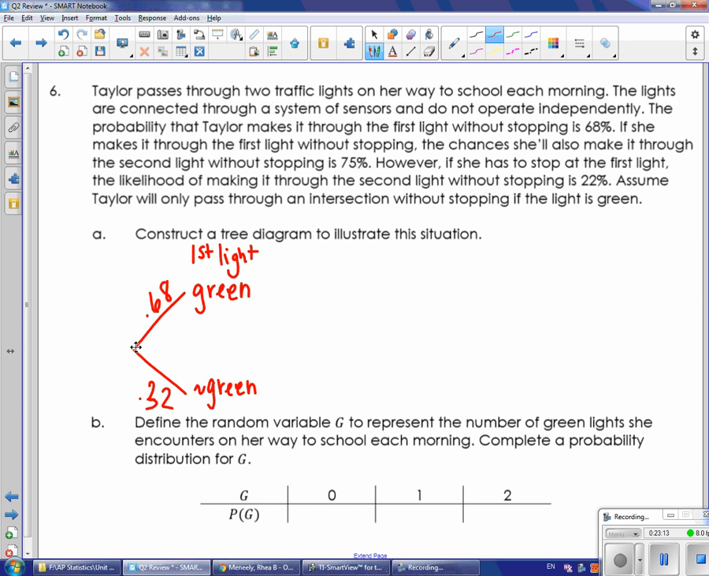Well, she passes through a second light, so I need a second set of branches. And she's either going to pass straight through, which means the light is green, or it's not green. Let me use the same notation.